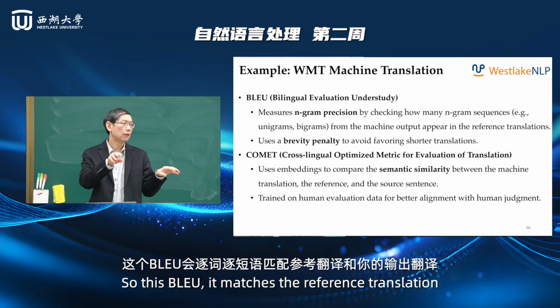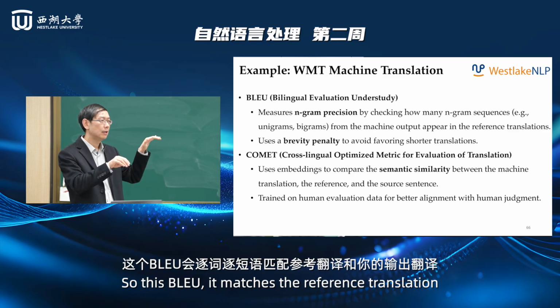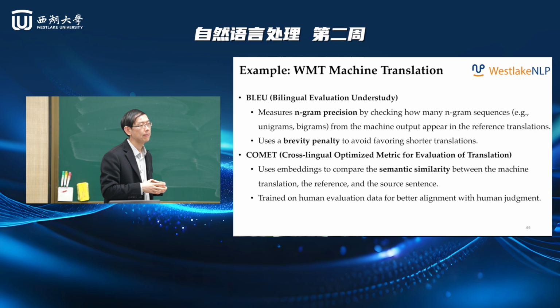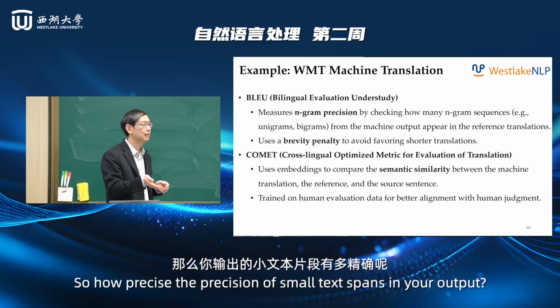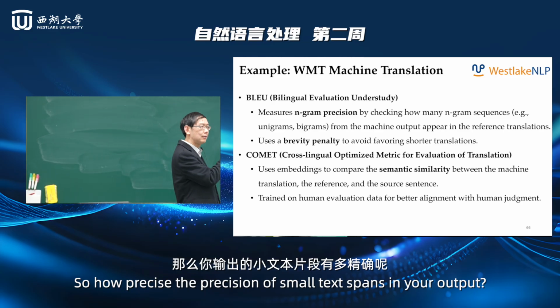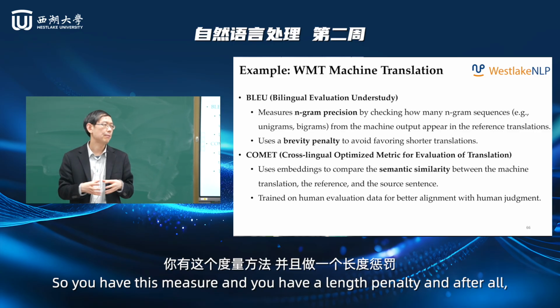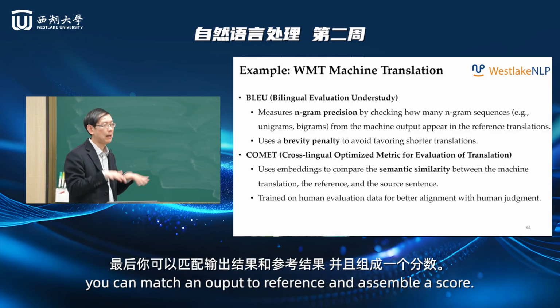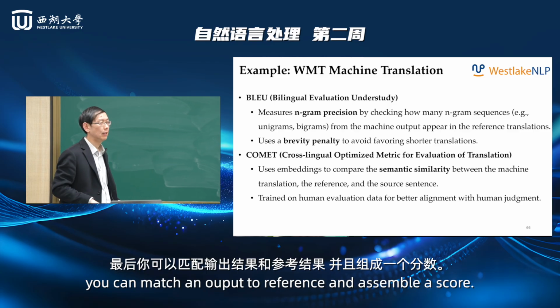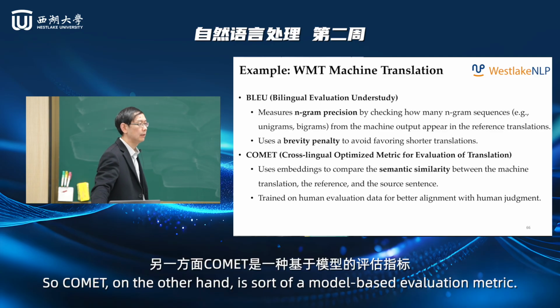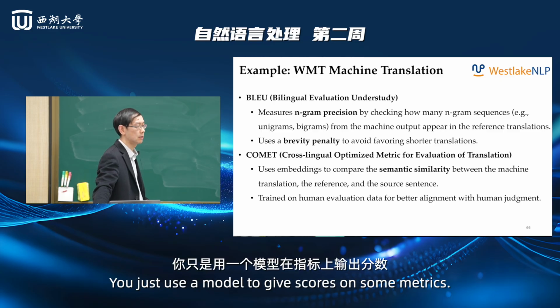BLEU matches the reference translation and your output translation by words and phrases. You can think about it as the precision of small text spans in your output: are they correct? You have this measure and you have a length penalty, and after all, you match the output to a reference and assemble a score. COMET, on the other hand, is a model-based evaluation metric. You just use a model to give scores.